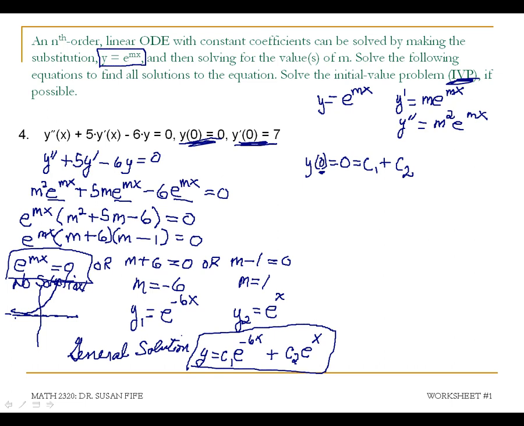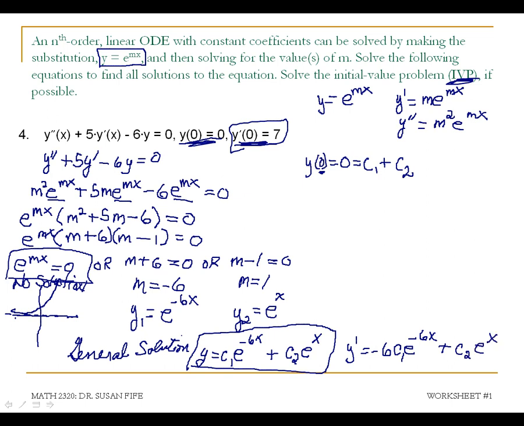For my second initial value that we're given, this is dependent upon the derivative of y. And so I need to find the derivative of y. I'll do that down here. To get the derivative, we just carry down those coefficients of the exponent. In the first case, I'm going to carry down the negative 6. I get negative 6 c1 e to the negative 6x plus the coefficient here is a 1. So carrying down the 1 still leaves me with c2 e to the x.